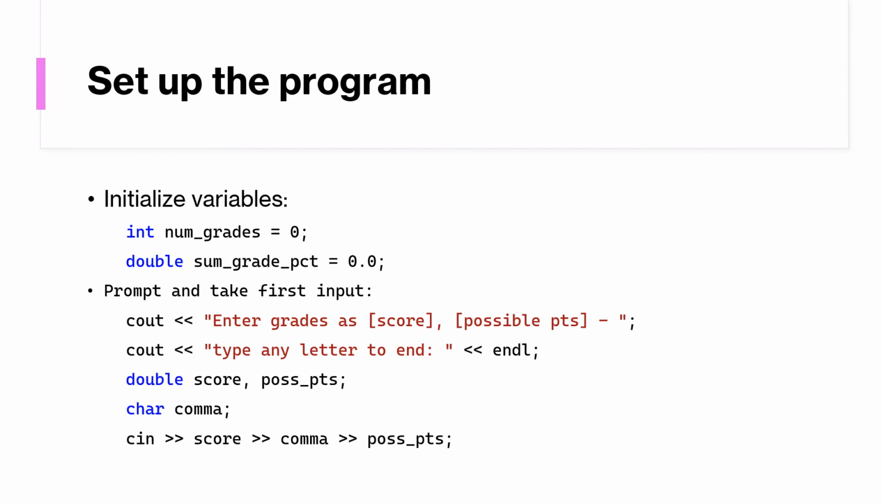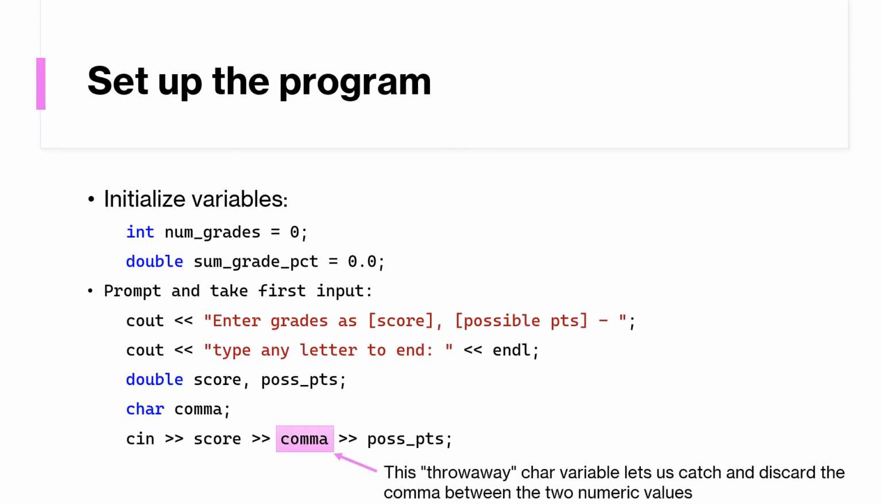Then we define a score and a possible points and a comma. Okay, what is the purpose of the comma? The comma is a throwaway variable. It's a character variable that lets us catch the comma between score and possible points and then just discard that comma. We don't use it for anything, but this allows us to read score, comma, and possible points in off of a single line.